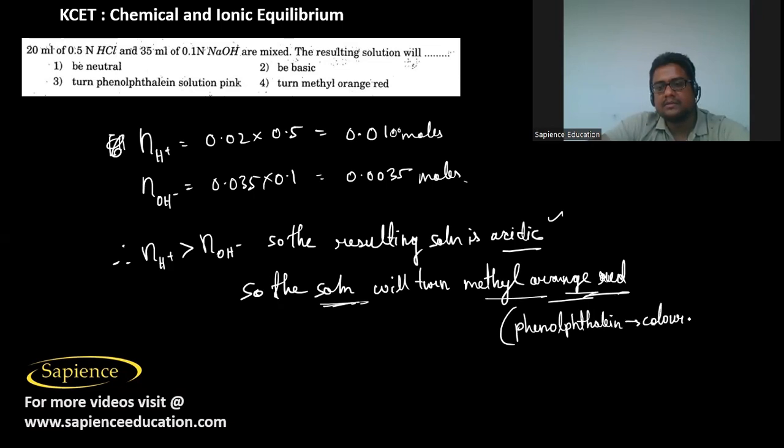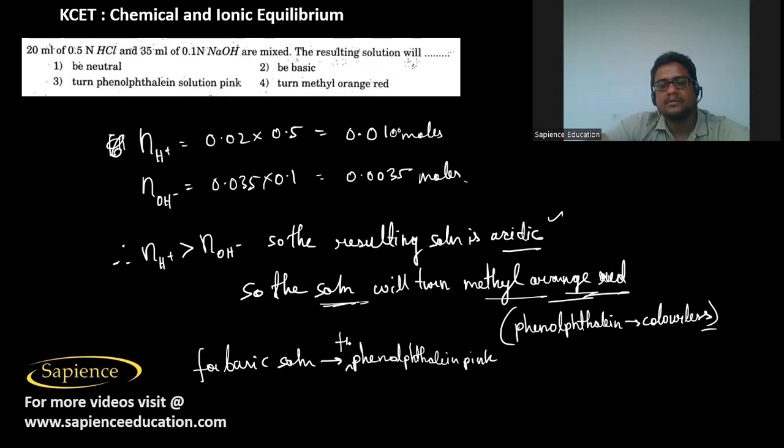And if the solution is basic, it will turn phenolphthalein pink. Okay, so option 4 is the correct answer.